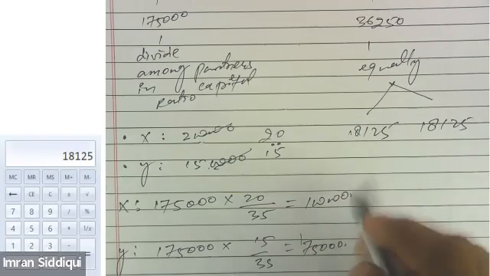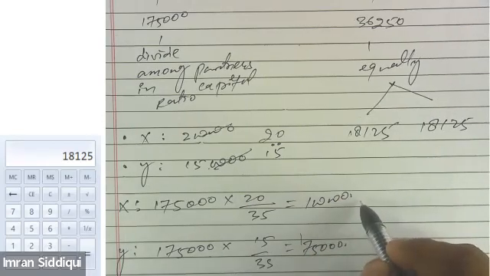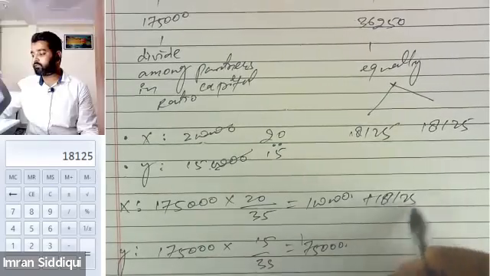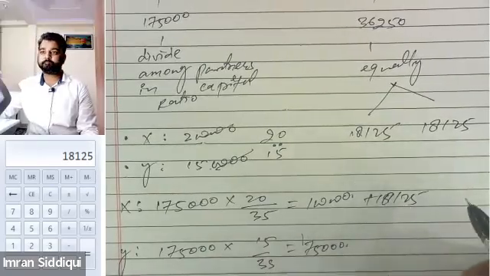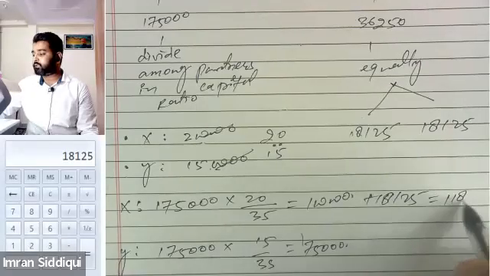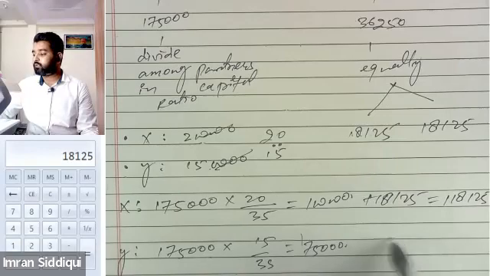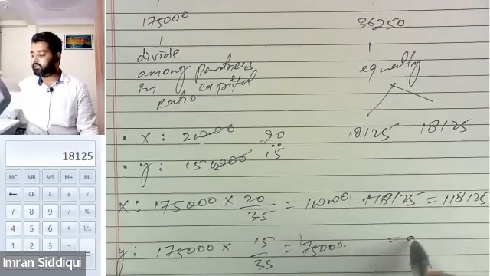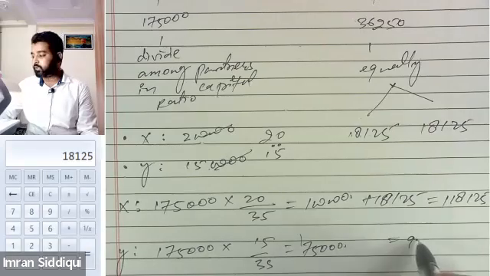So if I ask you what is the total profit of Mr. X, then can you say that the total profit of X will be 1 lakh plus 18,125? Can we say that, yes or no? Yes, sir. So the total profit will be 1,18,125, and for Mr. Y it will be 93,125.